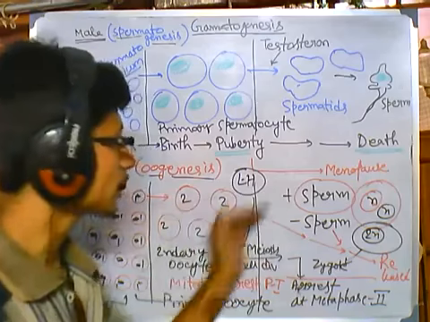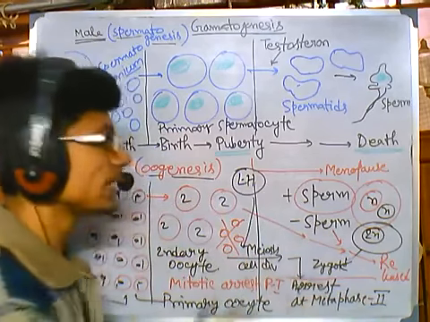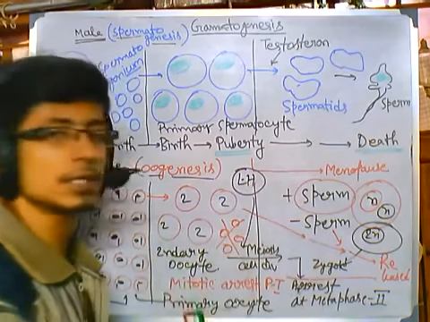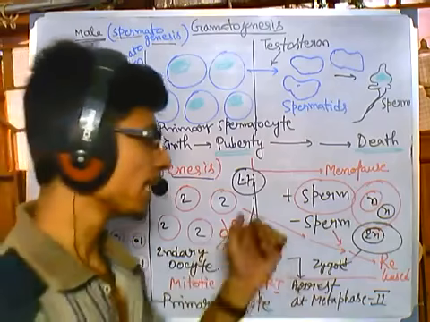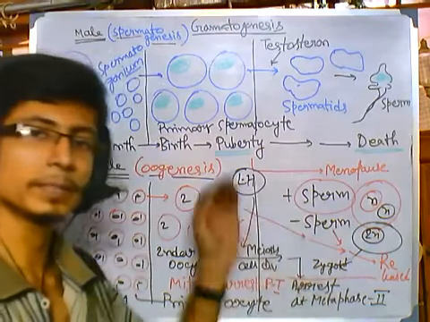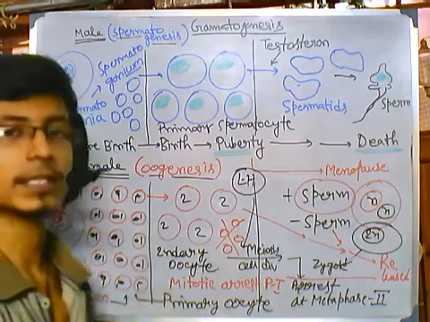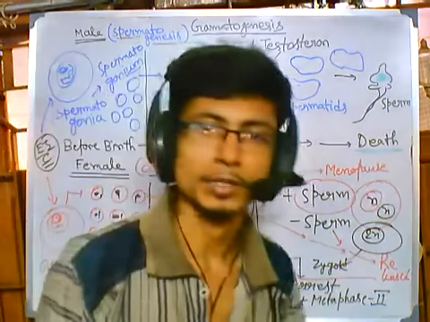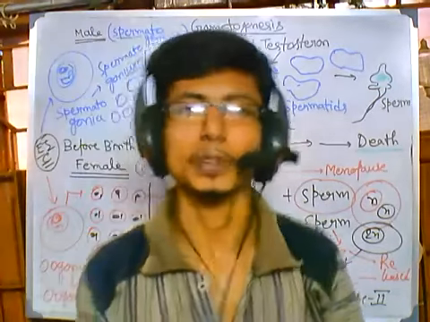Now the secondary oocyte goes and arrests in metaphase 2, and it will resume only after encountering the sperm. Then the fusion of the nuclei and production of the zygote having 2n number of chromosomes happens, and then it will be ready to be implanted inside the fallopian tube, and it will start to grow and produce the embryo. So this is the whole difference between spermatogenesis and oogenesis, and I hope this will help you.